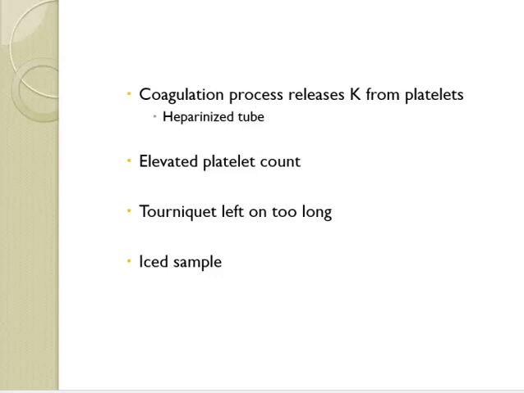Factors to consider when you're collecting and running potassium tests. The process of coagulation releases potassium from platelets, so make sure you're using heparinized tubes for collection. If the blood clots, you're not going to get an accurate measurement, so do not use serum tubes for potassium collections. Elevated platelet counts can affect potassium levels. If the tourniquet is left too long on the patient's arm, it can affect your potassium levels. And some hospitals or doctor's offices may ask you to ice samples to preserve the specimen.